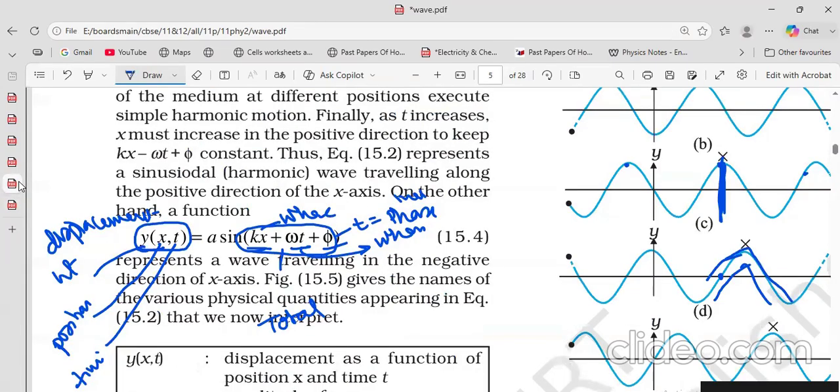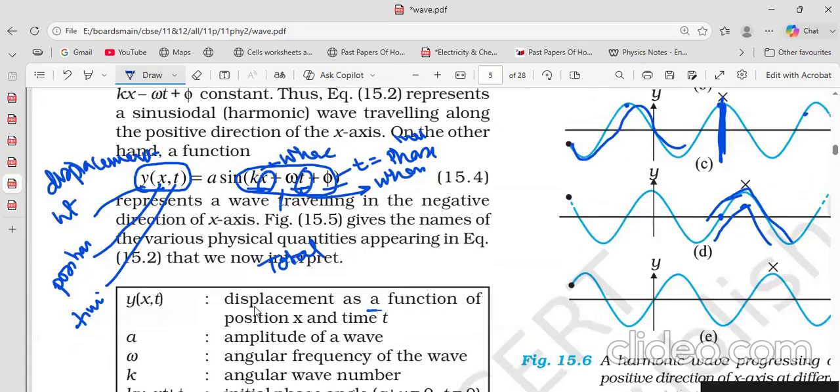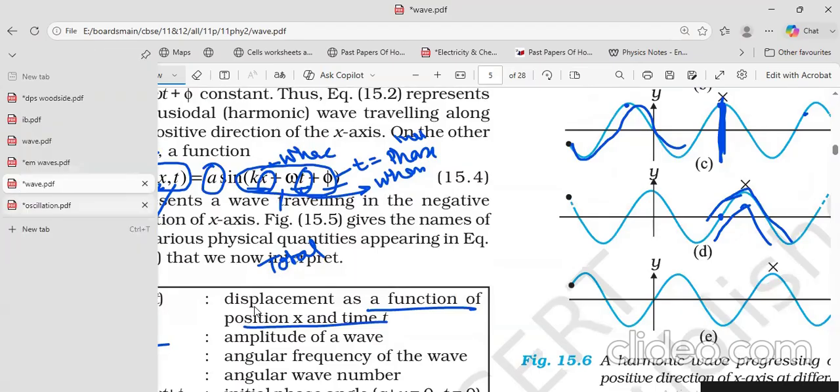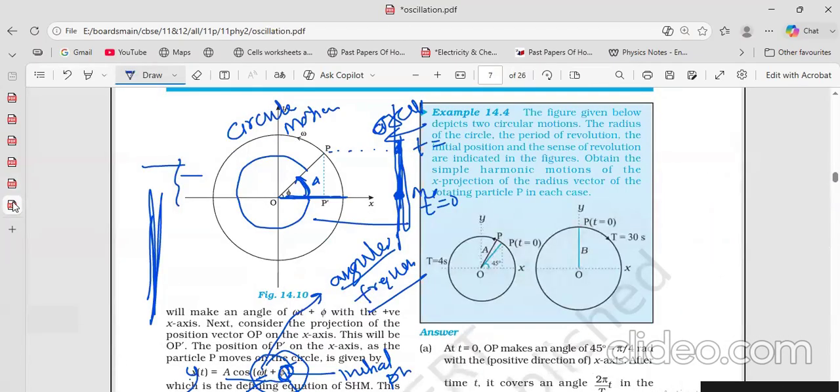This is the wave equation, which means how the wave is positioned at various times and at what position. The displacement depends on both. These are the displacement as a function of position and time. A is the amplitude. A is also the amplitude here. For one wave, the oscillating particle amplitude and the wave amplitude will be the same.